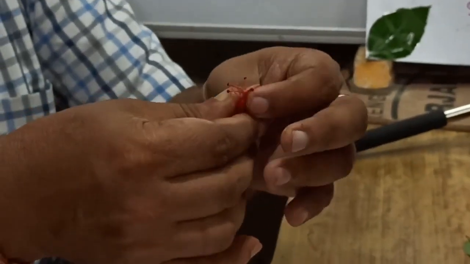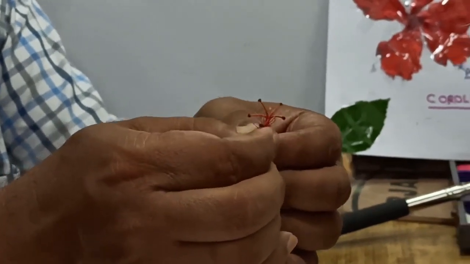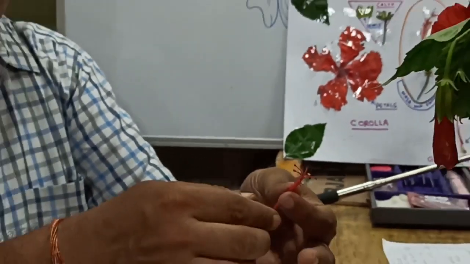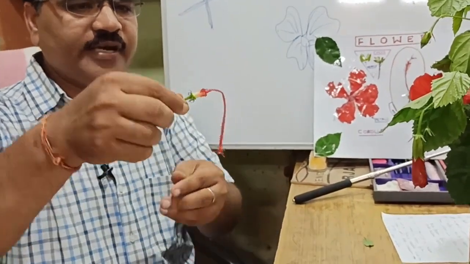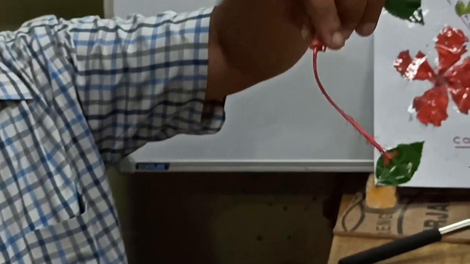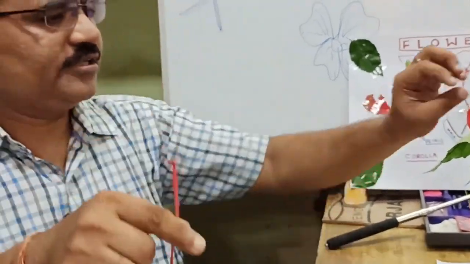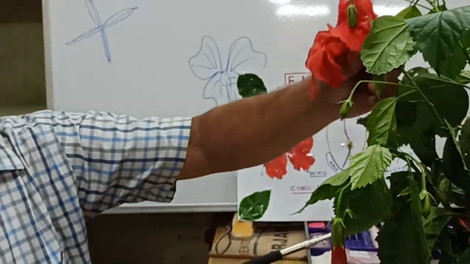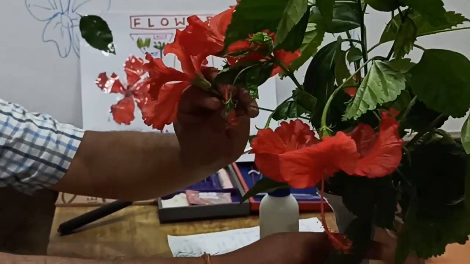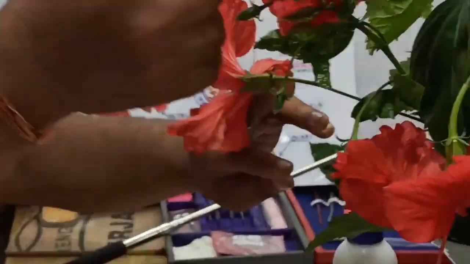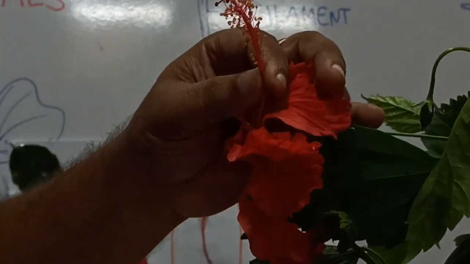Now I have removed the male reproductive part of the plant that I already told you, that is the androecium. Next what you are seeing here, this is the gynoecium. If you see any flower, you can see that in the center androecium and gynoecium both are there.